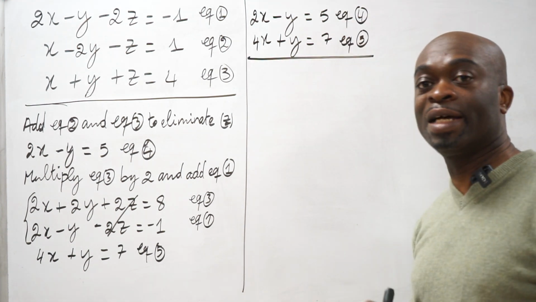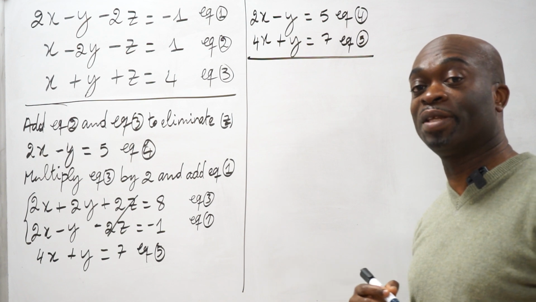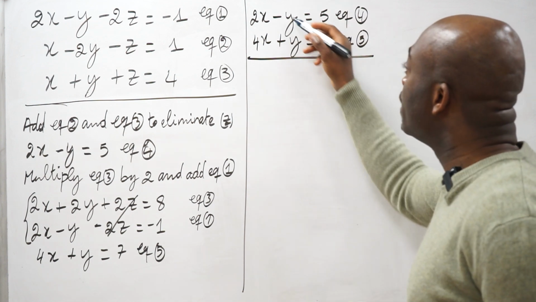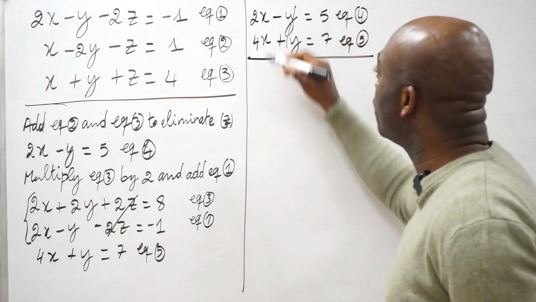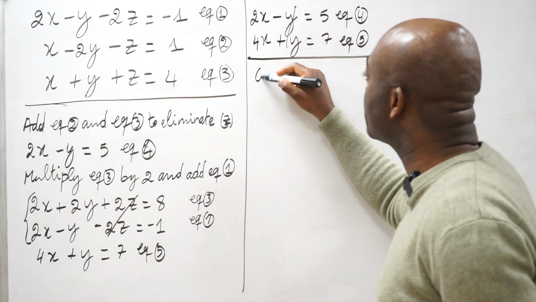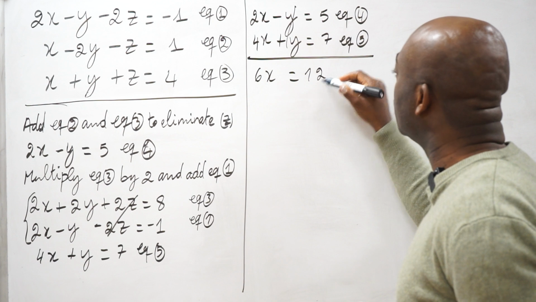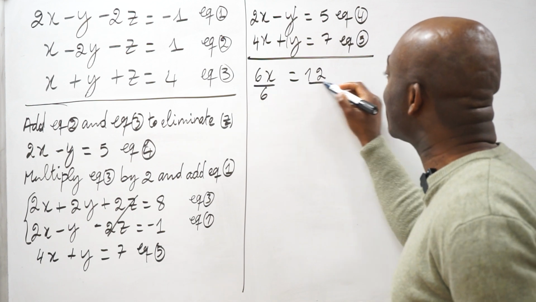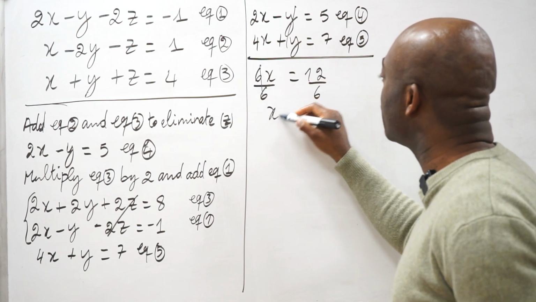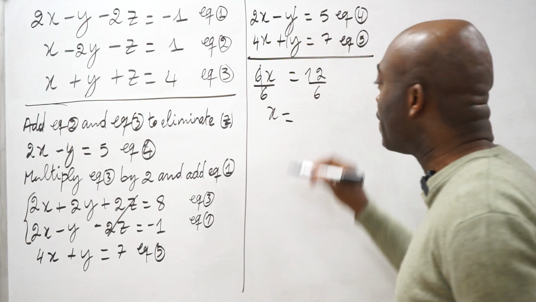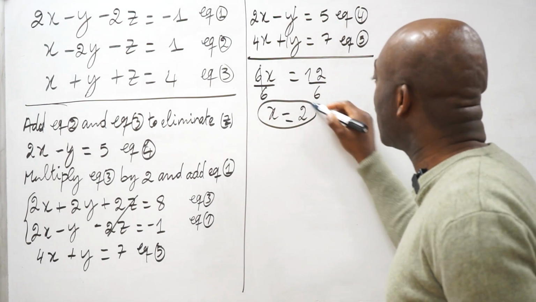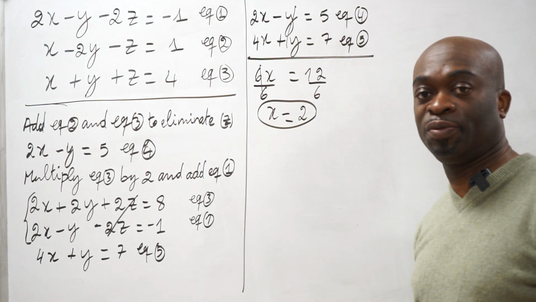I can combine them together, so I can use the addition elimination method here. That's the easiest one in this case. -y, +y, crossed out. 2x plus 4x is what? Is 6x. 5 plus 7 is what? Is 12. And then I can divide by 6 on both sides. So x equals what? 12 divided by 6 is what? 2. So I end up with x equals 2.